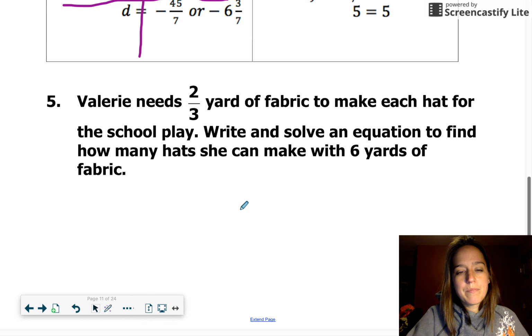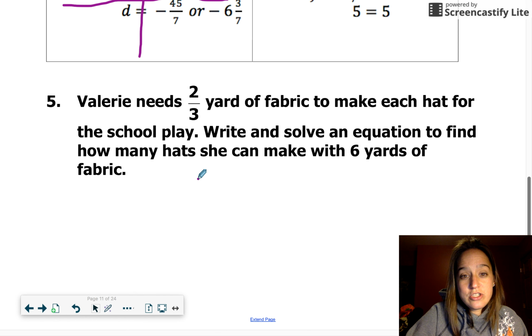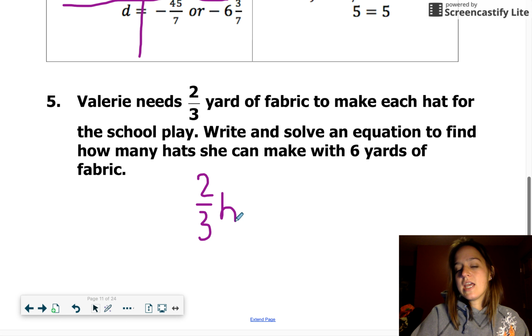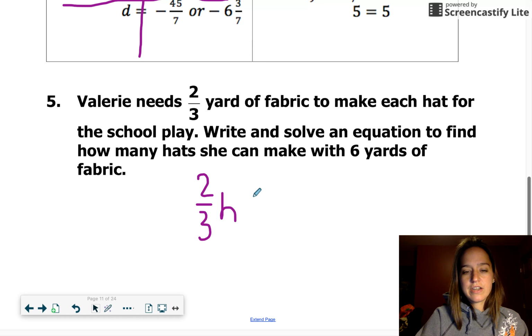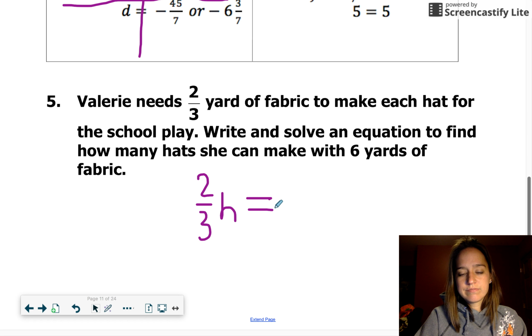Problem in purple. So we take our 2/3, and we're going to multiply it times each hat. So I'm just going to use H. If you want to use X, that's fine, whichever letter you want to use. And it should equal 6.